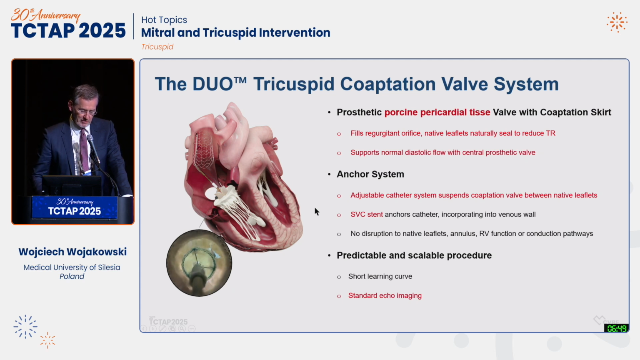So this valve is anchored by the stent placed in the superior vena cava, and there is a connecting mechanism that allows you to tailor the positioning of the valve to provide the sealing without getting in contact with papillary muscles or without the risk of embolizing.